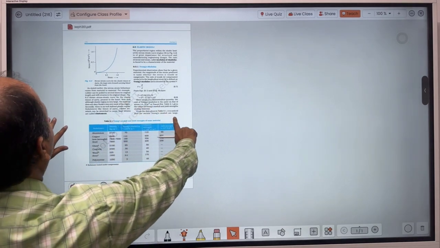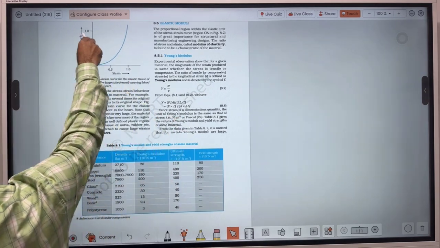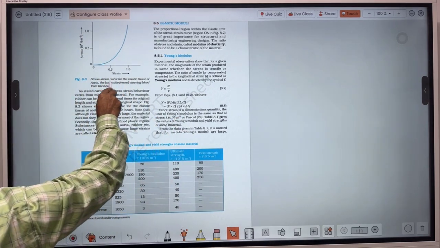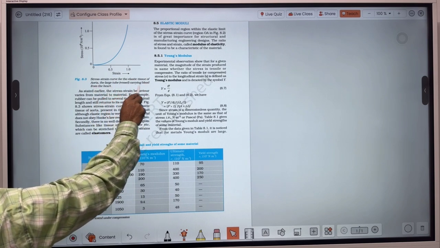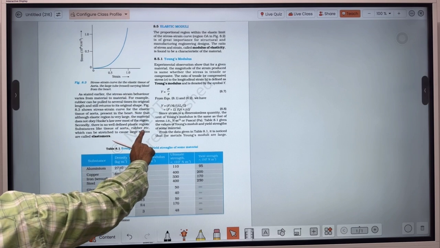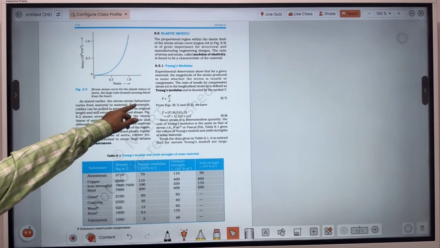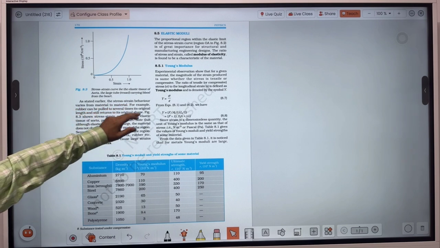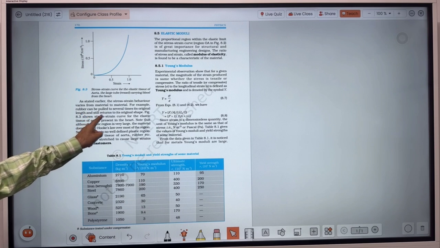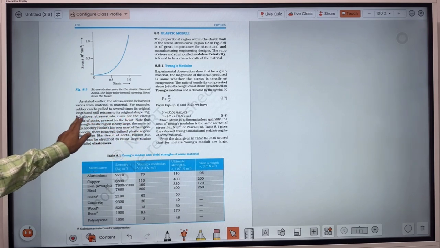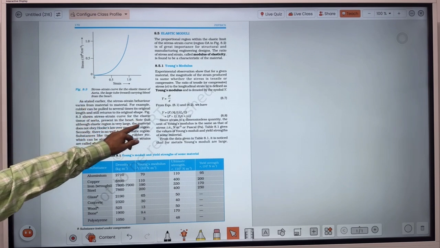Here there is a graph. This is stress, this is strain, the stress-strain curve for the elastic tissue of the aorta, the large vessel carrying blood from the heart. So here you have to see, as I stated earlier, the stress-strain behavior varies from material to material. For example, rubber can be pulled to several times its original length and still returns to its original shape. So figure 8.3 shows the stress-strain curve for the elastic tissue of the aorta.